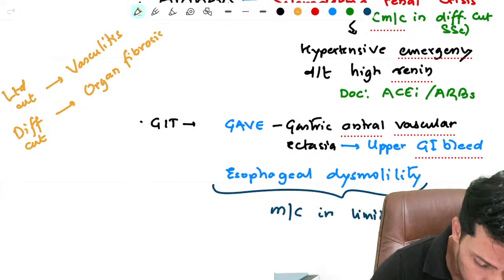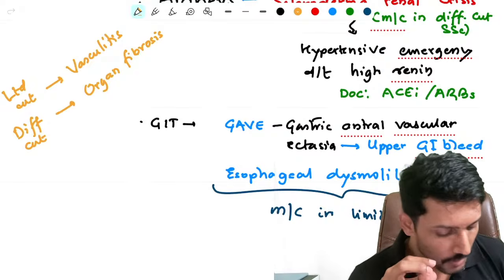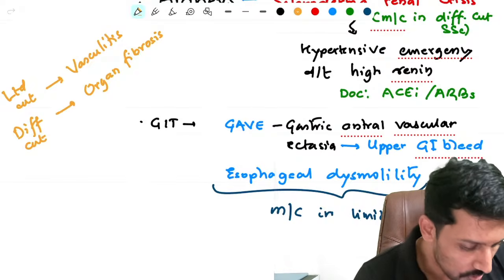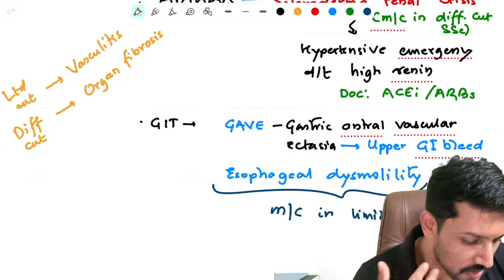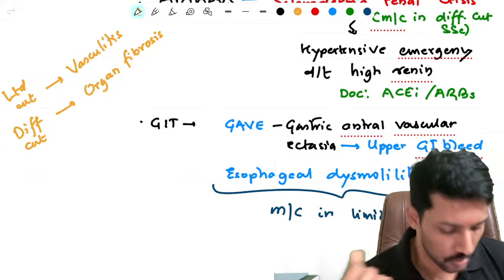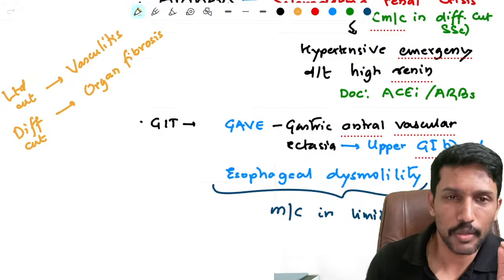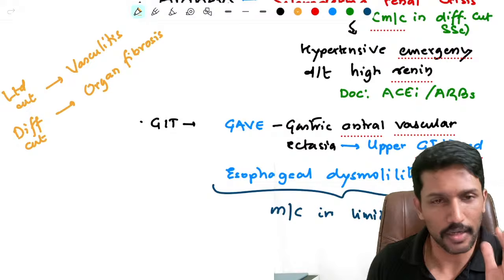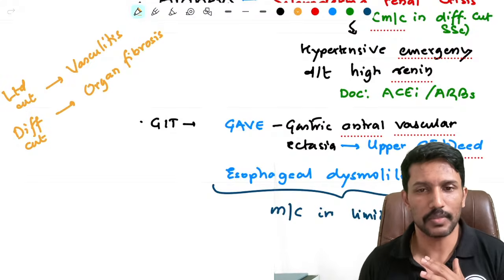Because inflammatory mediators will tend to cause a vasodilatation, and to counter that, the vasoconstrictory mediators will be increased and will cause the vasoconstriction. So just think about limited cutaneous, think about vasculitis, and diffuse cutaneous, think about organ fibrosis. Now things will become clear.